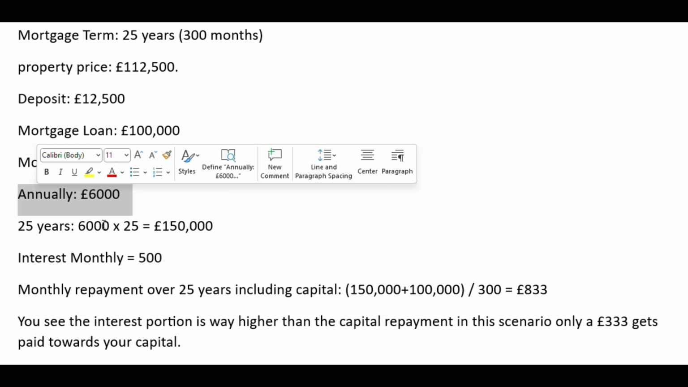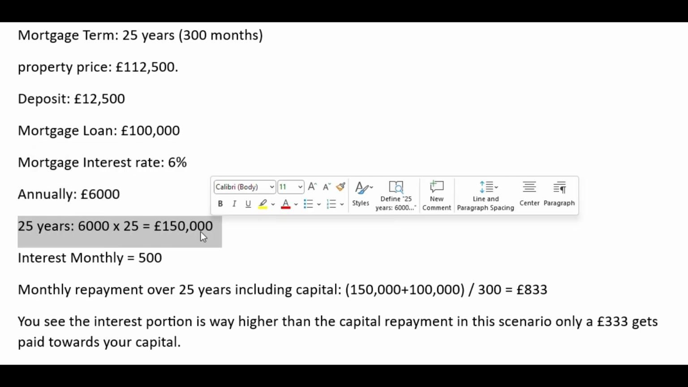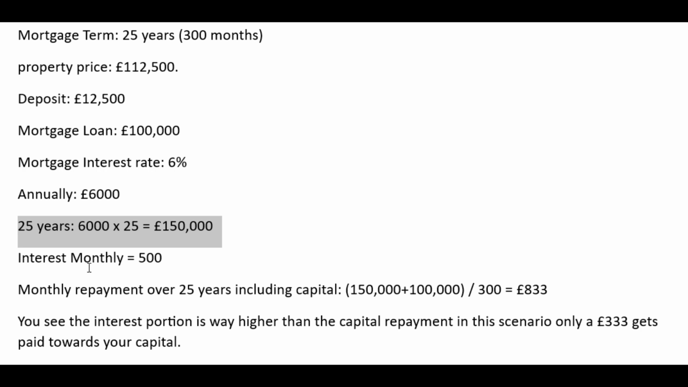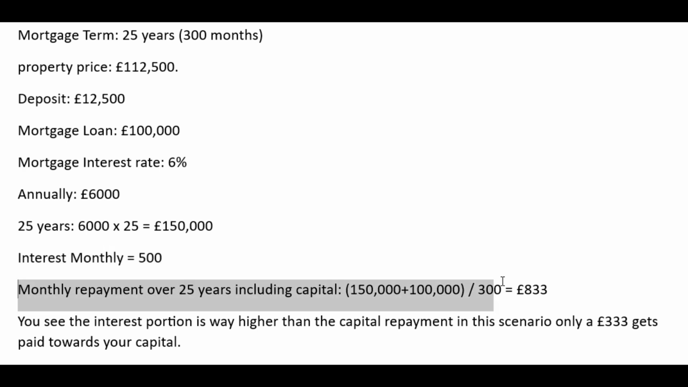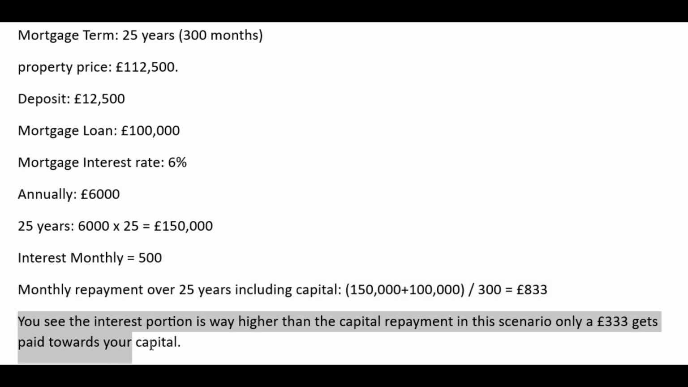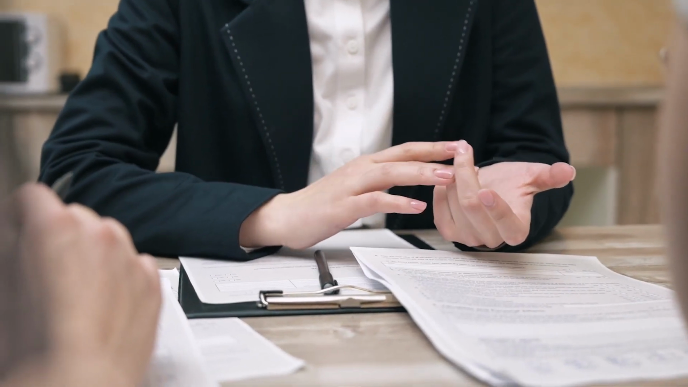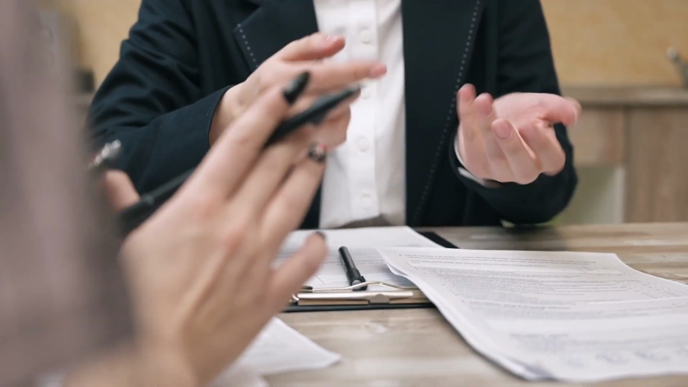Now you are paying 6,000, which is double, and over 25 years, 6,000 times 25 is 150,000. So over the 25 years, you were previously paying 75,000 in interest, and now it is 150,000. So it has doubled. On a monthly basis, interest alone is £500, up from £250. And the monthly repayment over 25 years, including capital, will be 150,000 interest plus the capital 100,000, divided by 300. You will be paying £833 a month for your house. You see, the interest portion is way higher than the capital repayment in this scenario. Only £333 gets paid towards your capital.